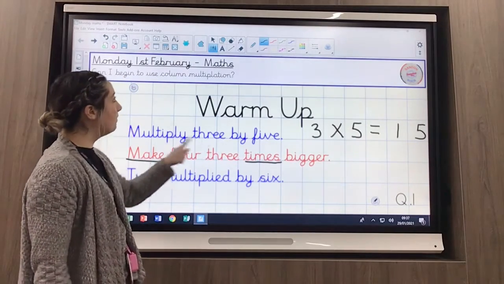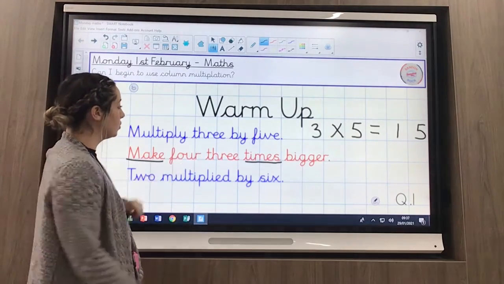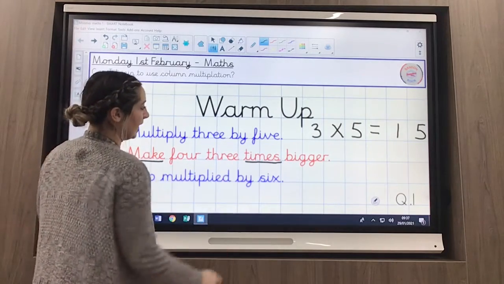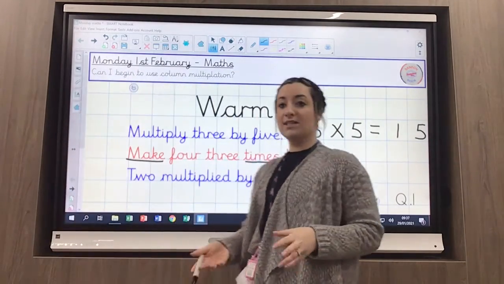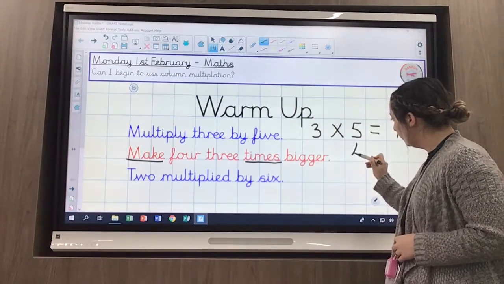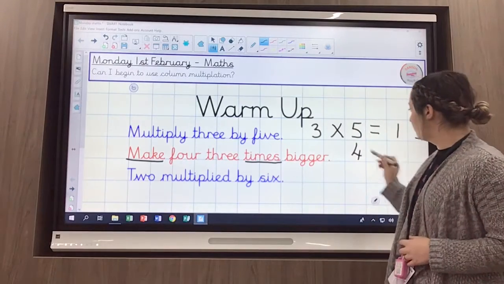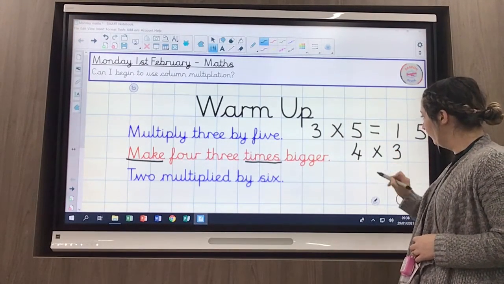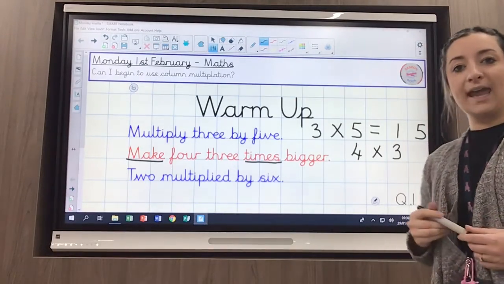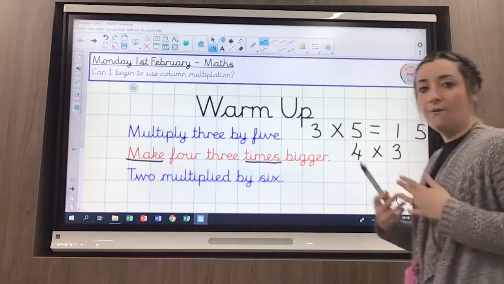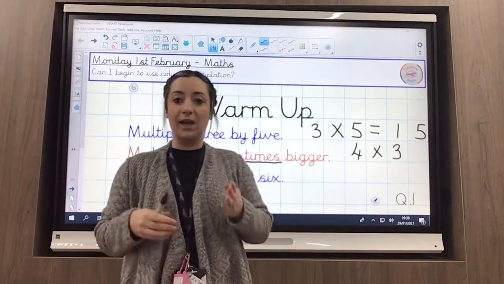Now, the two numbers that I can see are 4 and 3. So make 4 3 times bigger. So the multiplication sentence that I need to do is 4 3 times bigger. So you could do it's 3 times bigger. And that is the multiplication number sentence that I need to look at. So it's 4 times 3. 4 lots of 3 or 3 lots of 4.